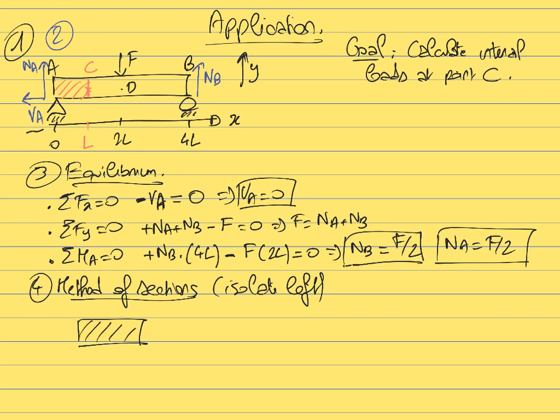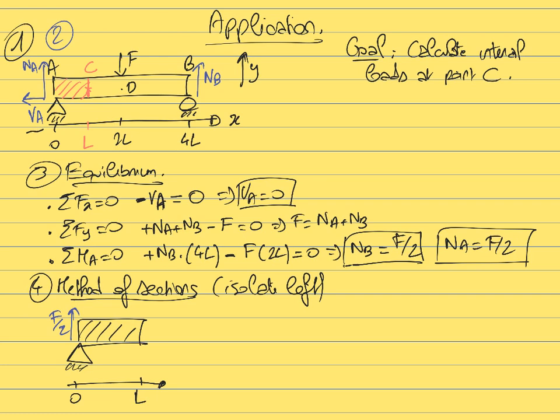So in this case, if we isolate the left, it means that we are only isolating the portion of the material that goes between x equals 0 to x equals L, which is where we cut the system into 2 parts. So we still have the pin at x equals 0, and we still have the fact that this pin is creating a given force NA that is equal to F over 2. So we have already calculated this unknown force before. And we also already know that VA equals 0, so we don't need to worry about it.